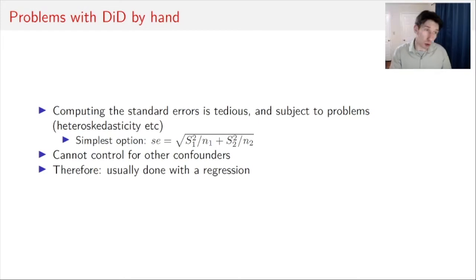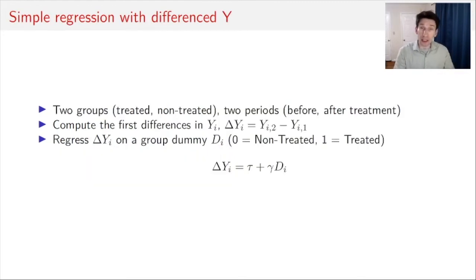But the bigger problem with doing difference in difference by hand is that you cannot control for the other confounders that might exist in your data. And so that is why we usually do this with a regression. Okay, so one of the first things we can do is to just do a simple regression with a differenced y variable.